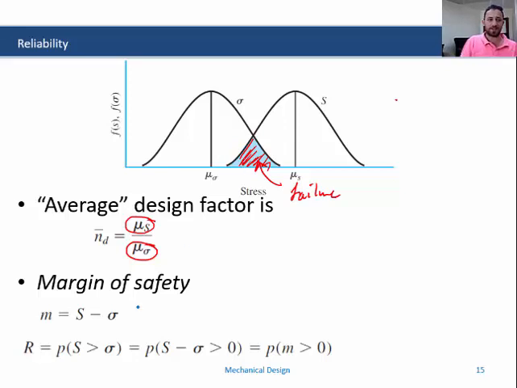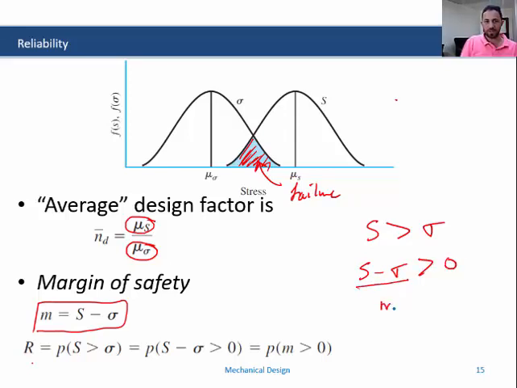every value of stress and strength can be given by this. Correlating this to the reliability, we say that for a component to be reliable, the strength must be greater than the stress, or S minus stress greater than 0, or the margin of safety must be positive. So if we want to find the reliability, this is a probabilistic measure. So we need to say the reliability is the probability that S is greater than stress, or S minus stress is greater than 0, or the probability that the margin of safety is positive.